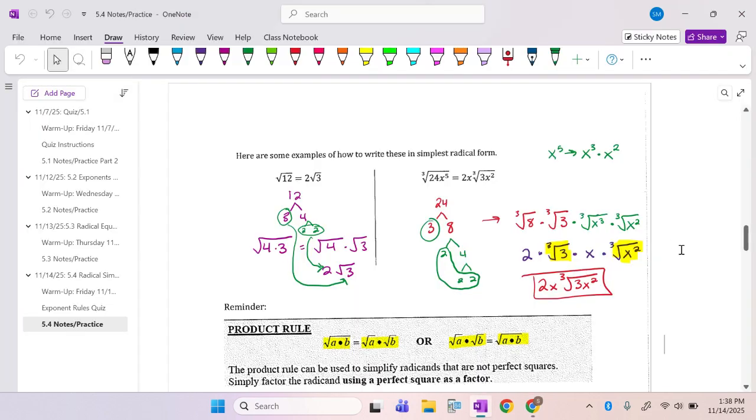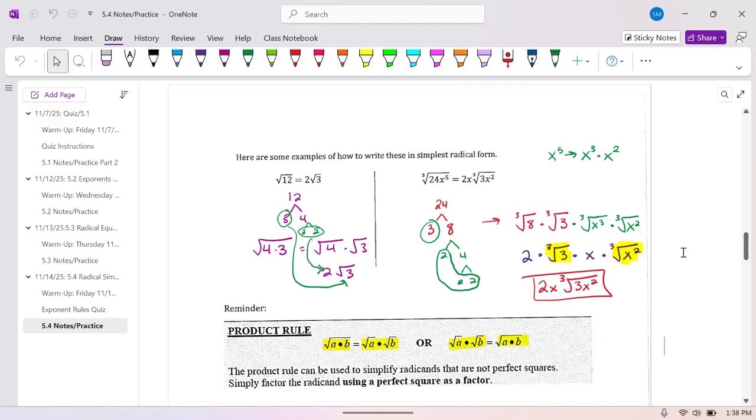Alright guys, sorry about that. My computer did a stupid, so let's continue where we left off.